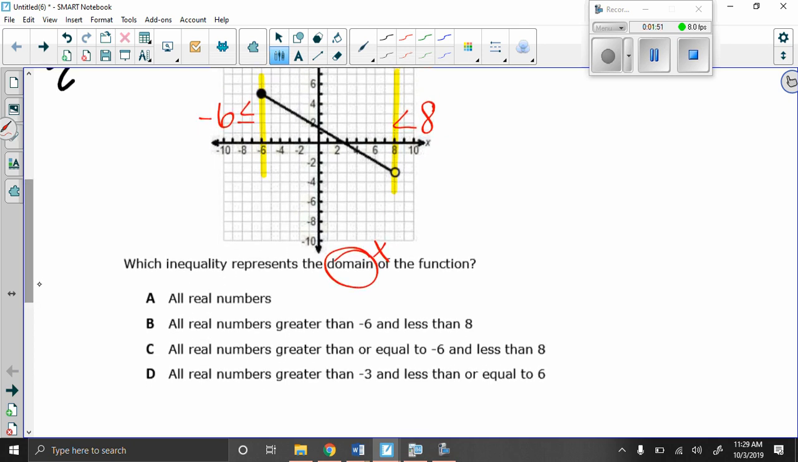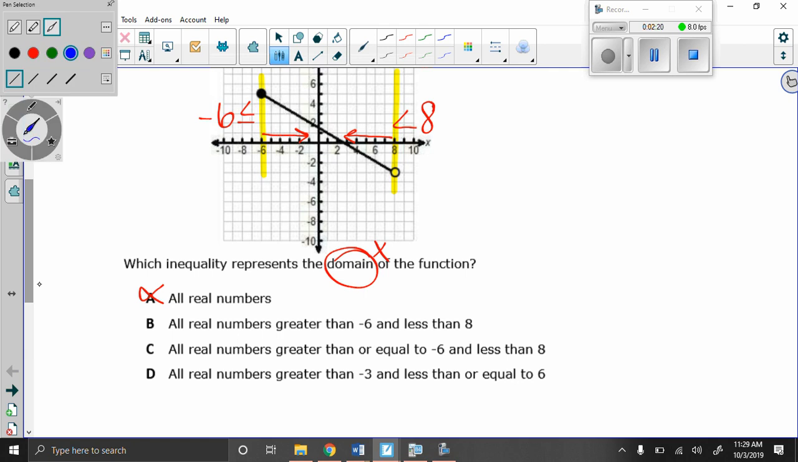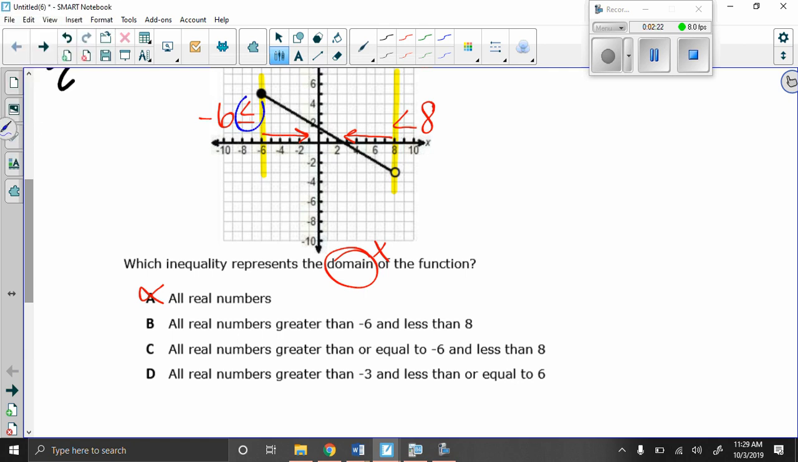And it's wanting us to determine which inequality represents this. So it wouldn't be A because this is not all real numbers. It's not infinity. So it's not A. B is all real numbers greater than -6 and less than 8. So yes, we do want all the numbers greater than -6 and less than 8. But if we look right here, we have an equal to.